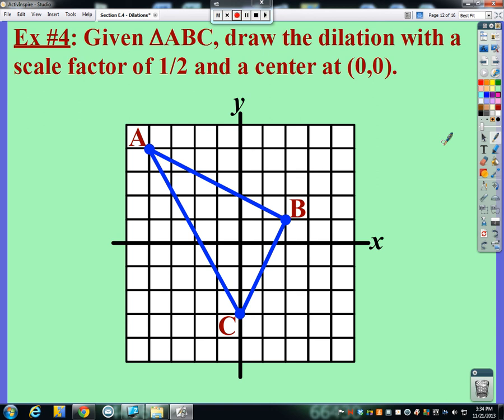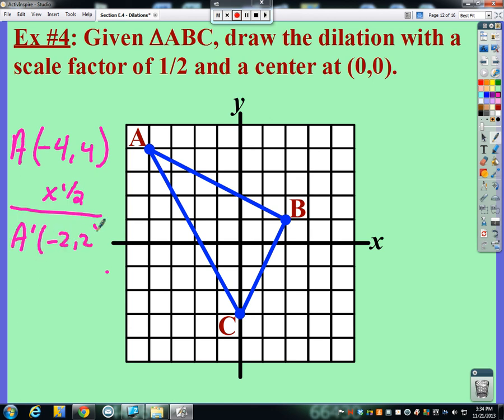So if you really wanted to, you could write down the coordinates for A, B, and C, and then cut everything in half and then graph those points. You could certainly do that. So for example, A here is at negative 4, comma 4. And so if we applied our scale factor of 1/2, then A prime would just be at negative 2, comma 2. So there's A prime. Okay? You can do it this way. This is an option.